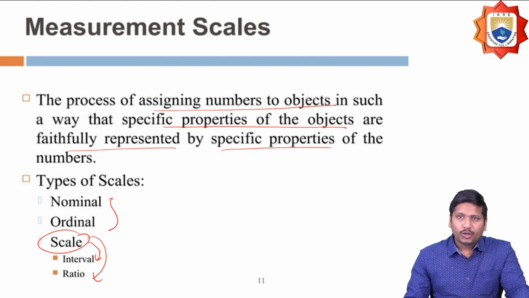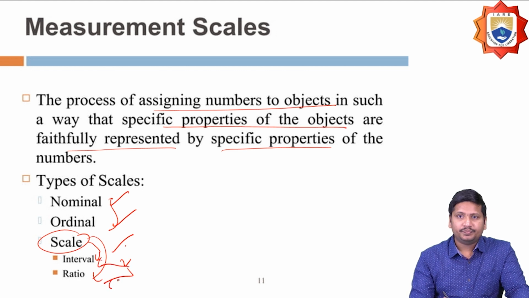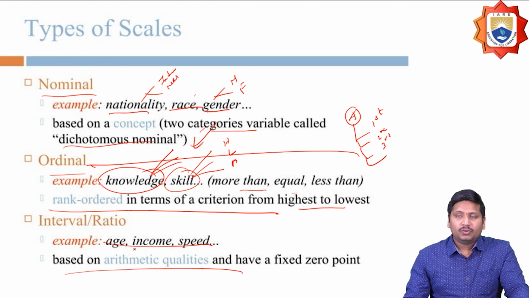We also have measurement scales: nominal, ordinal, and ratio scale. Again, the ratio scale is of two types, ratio and interval. So what is nominal? Nominal examples are nationality, race, and condition. That means all dichotomous variables come under nominal. Ordinal means there is a rank order from highest to lowest. Interval and ratio mean age, income, speed, so it is based on arithmetic quantities also.